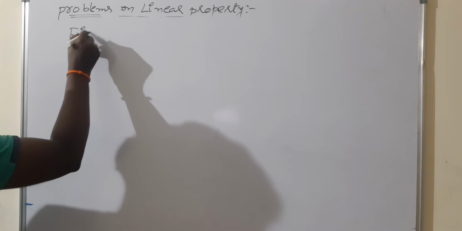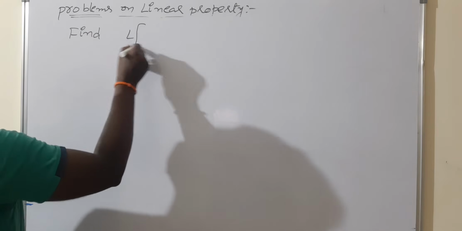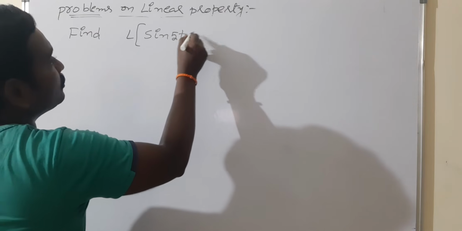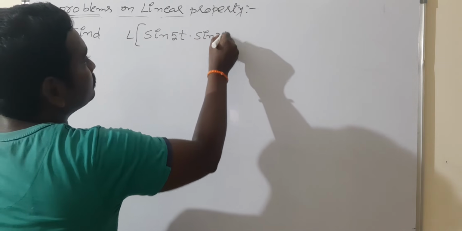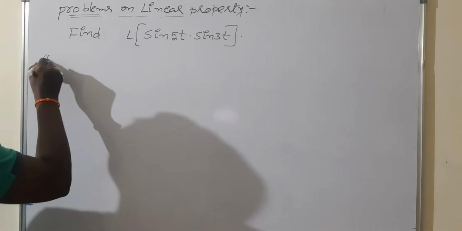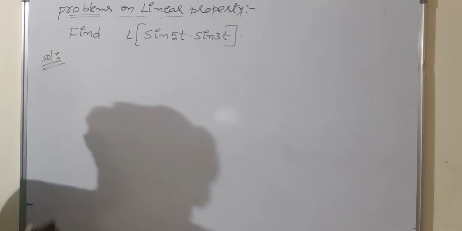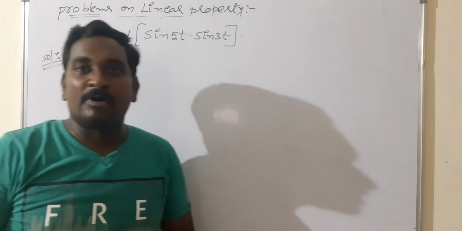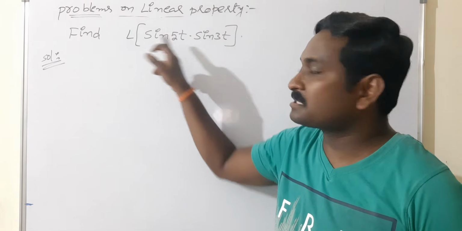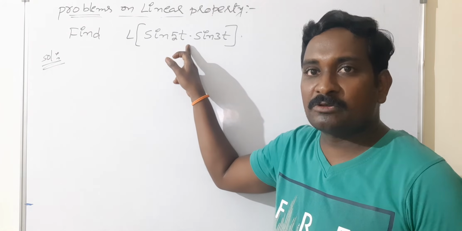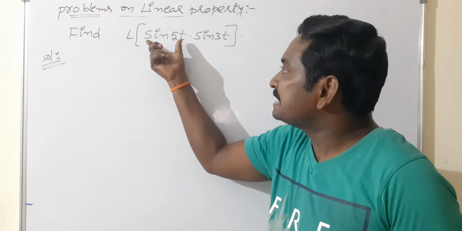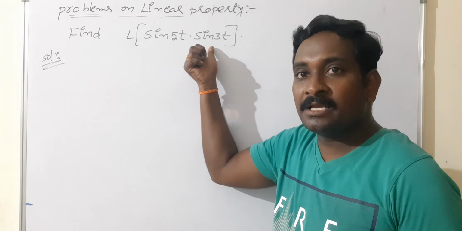Find L of sin 5t into sin 3t. Once observe the function which is inside of Laplace. Please observe the inside function carefully. The inside function is sin 5t into sin 3t.